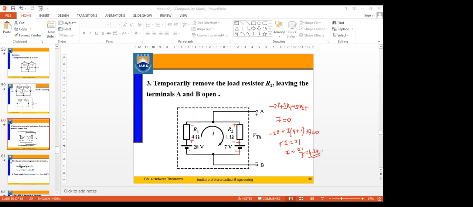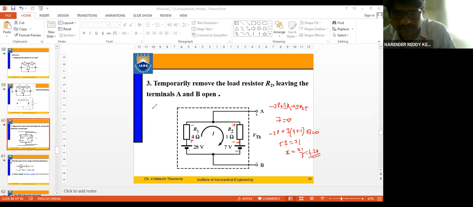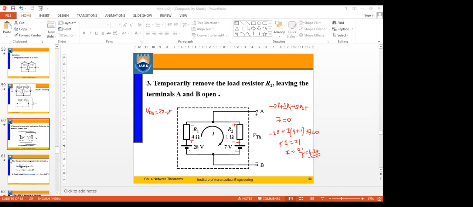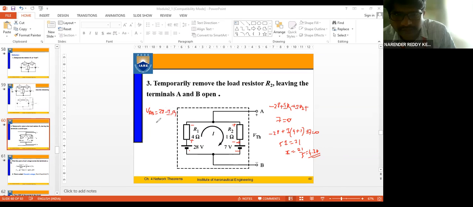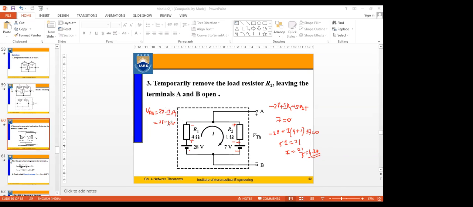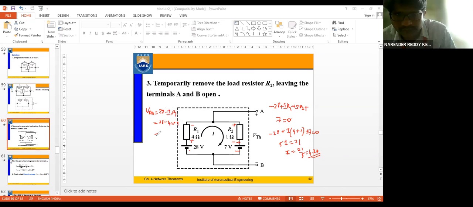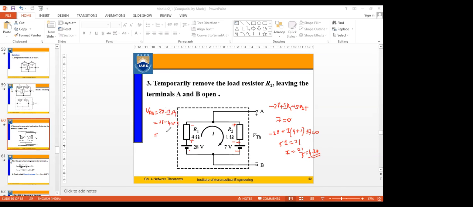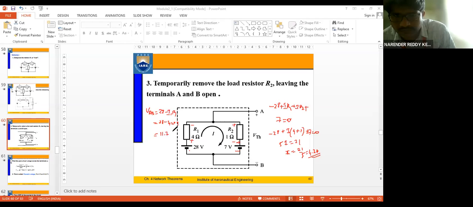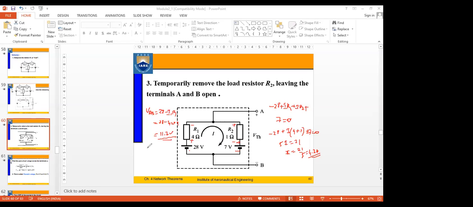Yes, sir. Okay. Now what's the equation? The previous equation I will remove, right? So what's the equation for VAB? We considered either it should be 28 minus I1 R1. So what's the value of I you got? 28 minus 4.2 into 4. So what's the voltage drop you get here? 11.2 volts. So this is one condition. What's the other value we have to get for VB?